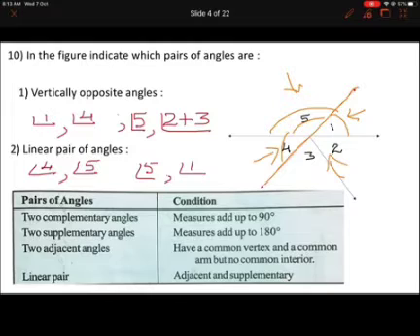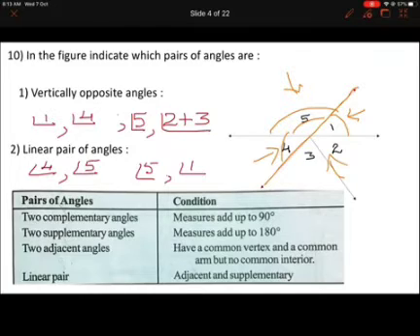So two complementary angles measure up to 90 degrees. That means when you add two complementary angles, the measure should be 90 degrees. Okay, sum should be 90 degrees. Then two supplementary angles, the sum should be 180 degrees. That is a condition. They can be adjacent or they don't have to be adjacent. If they are adjacent, then such supplementary angles are called linear pair of angles.